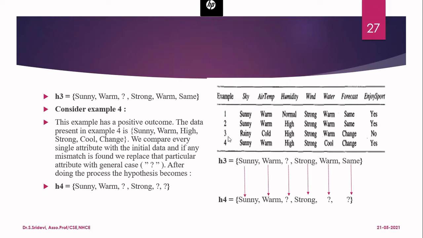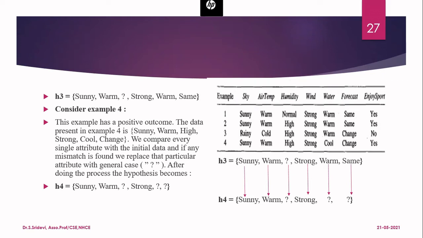Now we have finished all the records. We don't have any other record to proceed. This is our final hypothesis. So when you see the last hypothesis, it says that you will enjoy the sport when the sky is sunny and air temperature is warm and wind is strong.